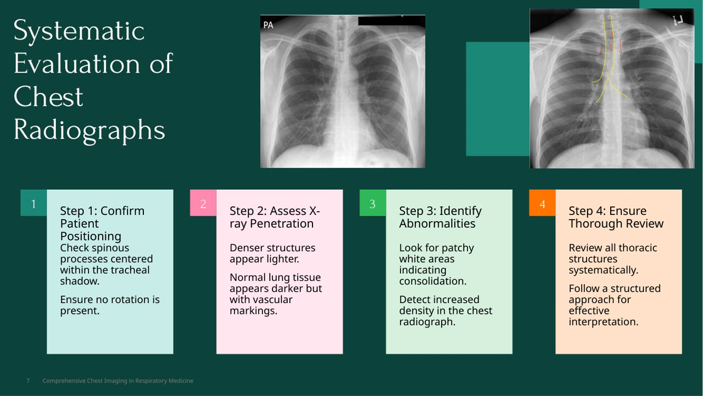Then, we look for abnormalities. For instance, patchy white areas can indicate consolidation, often seen in infections or other pathologies. Increased density in certain areas should catch our eye as a potential sign of disease.